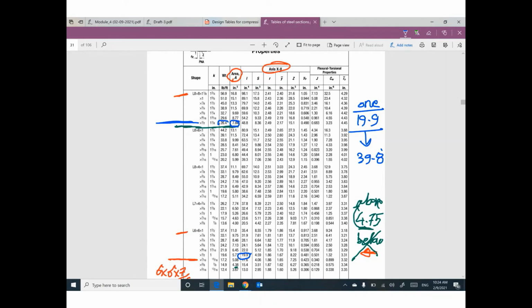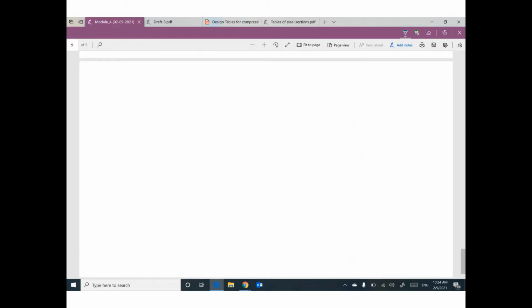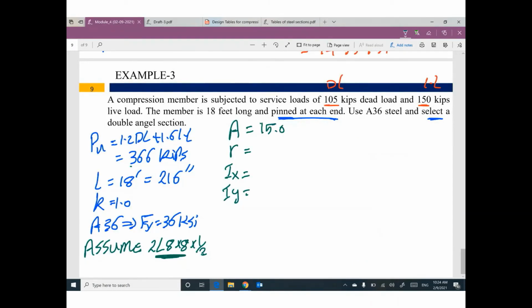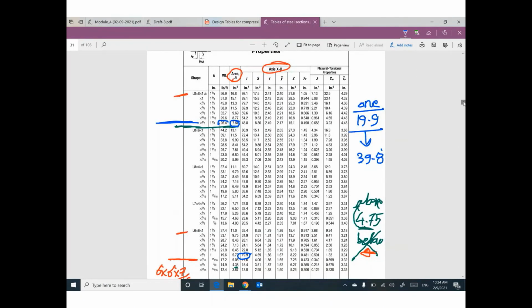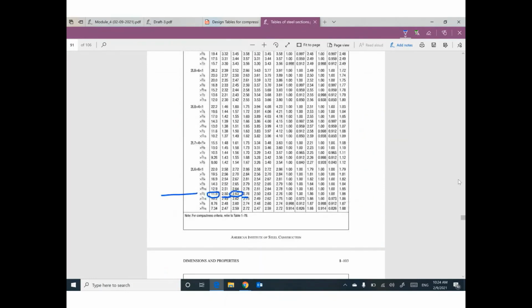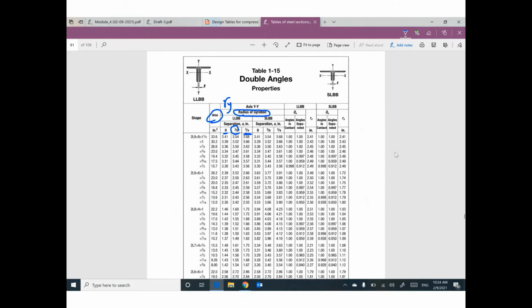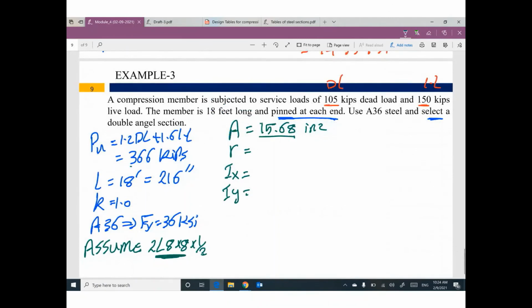7.84. Because you are in a table for one angle, 7.84, I am going to multiply it by 2. So the value of area gross is 15.68 inches squared. For some reason, if you go down to the double angle table, you can use the value as it is. For 8 by 8 by 1/2, the value of the area is 15.7, like I did. 15.68 looks like 15.7. That makes sense?